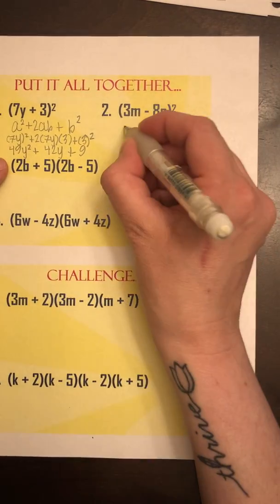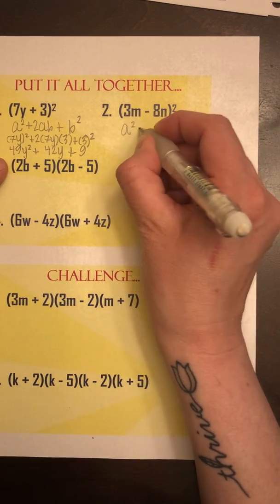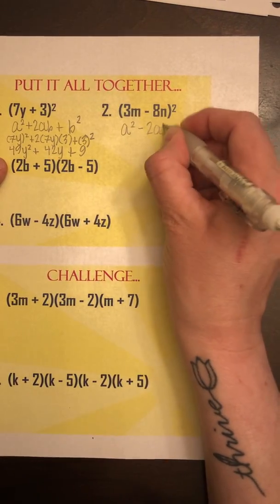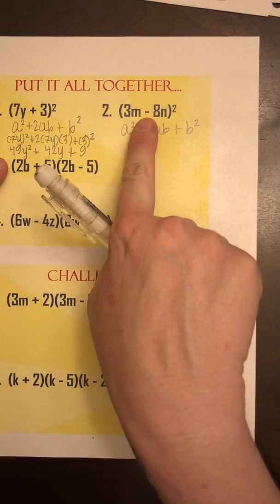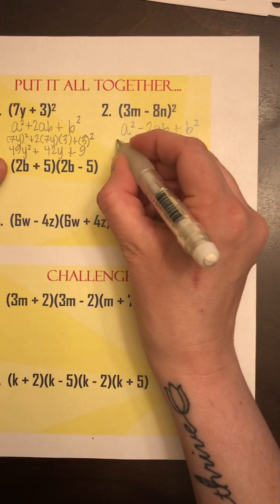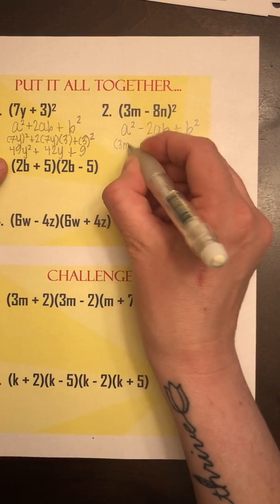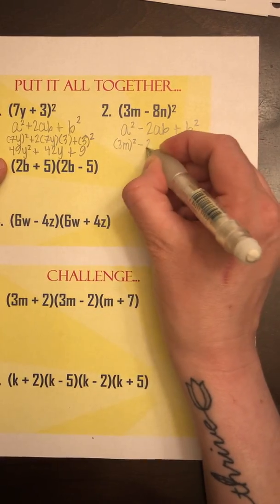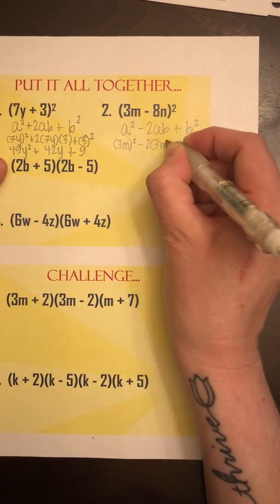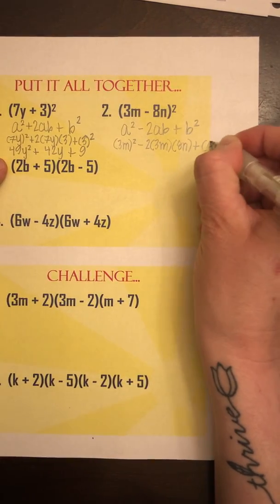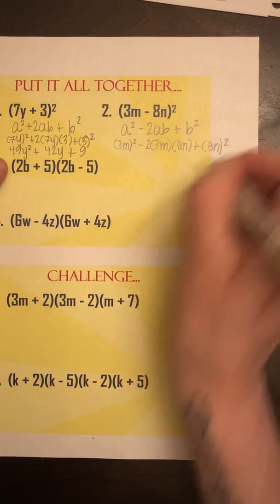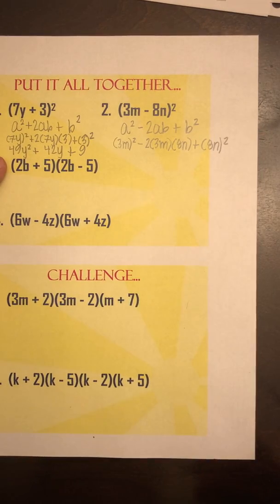Number 2, almost the same pattern. But what happens? We get a minus sign in the middle. So in place of a, I'm going to plug in a 3m. And in place of b, I'm going to plug in an 8n. So all I've done so far is plug everything right into the pattern, and now I'm going to simplify.